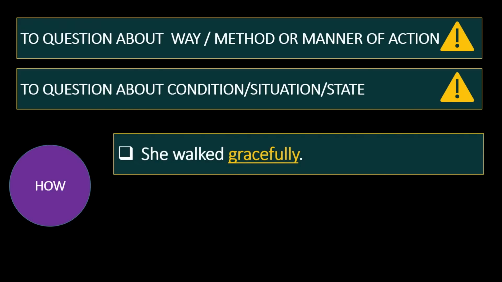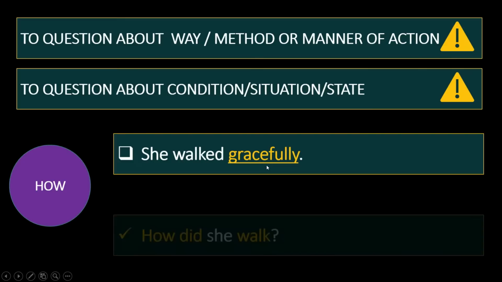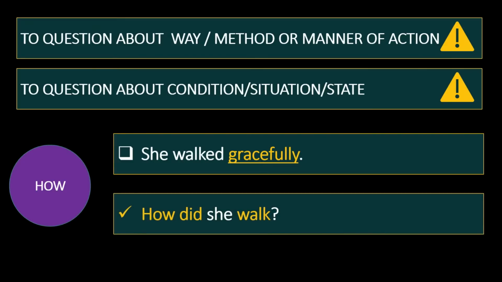Look at this first one here. She walked gracefully. Now here the underlined word is gracefully. Now this word describes the word walked. Walked is a verb. So we have to make a question to get this word as the answer. We can use how like this. How did she walk? Just like I explained to you in the first part of WH question series, walked V2 can be split into did and walk. So did plus V1. V2 is equal to did plus V1. So how did she walk?